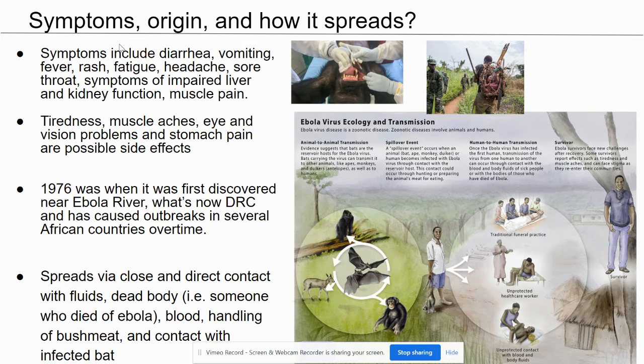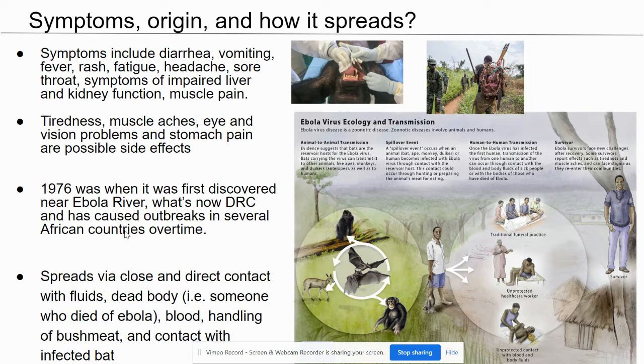It was discovered in 1976 near the Ebola River, in what's now the DRC. Because the disease originated from there, it was given that name, not only because it was near the Ebola River, but also because it came from near some habitats.